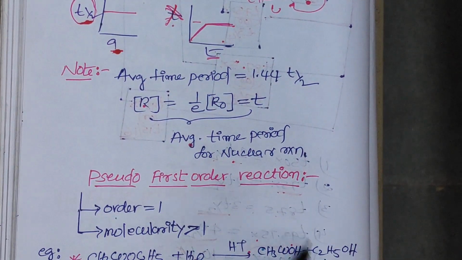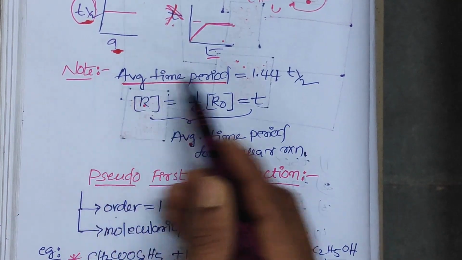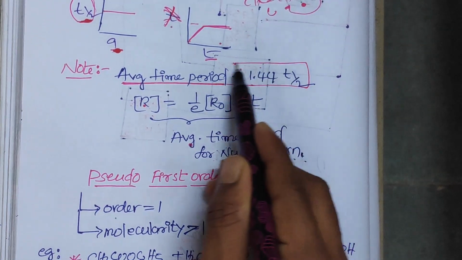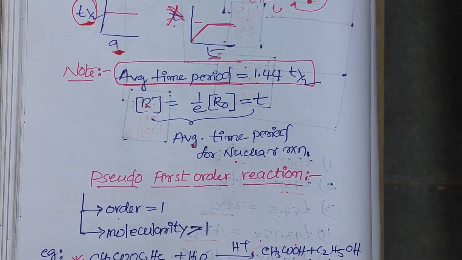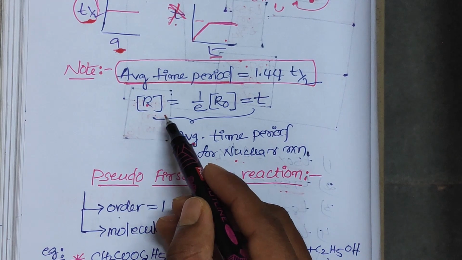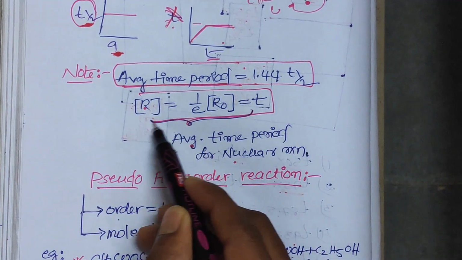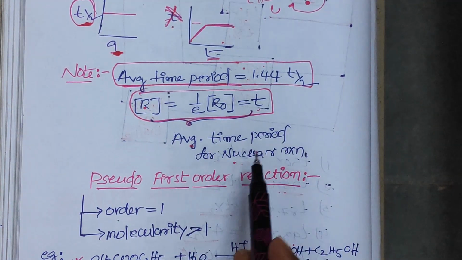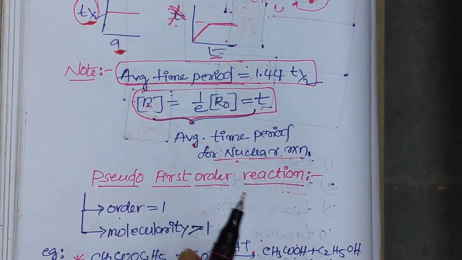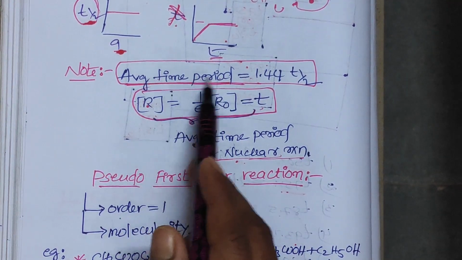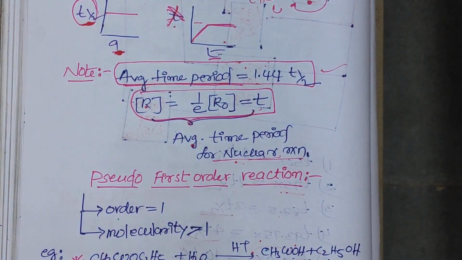So coming to this point, note that average time should be there. Average time is equal to 1.44 into T off. Average time period is equal to 1.44 into T off, we can write this. So finally we can write the final concentration is equal to 1 by e R naught T. This is also equal to the average time period for nuclear reaction. This is the formula. You have to remember this one: average time period is equal to 1.44 into T off. This is the very important question. You are getting my point?